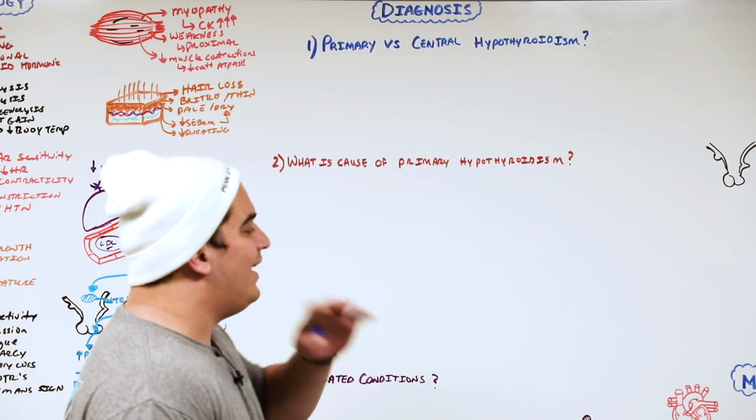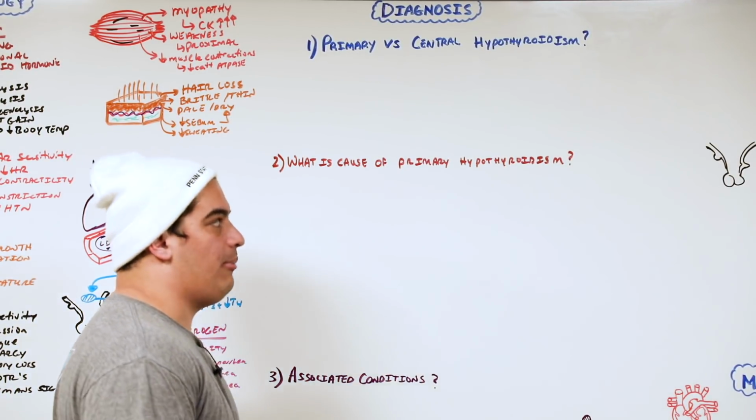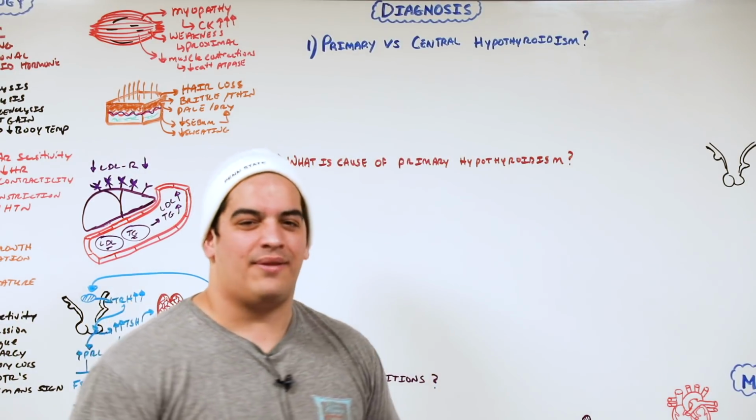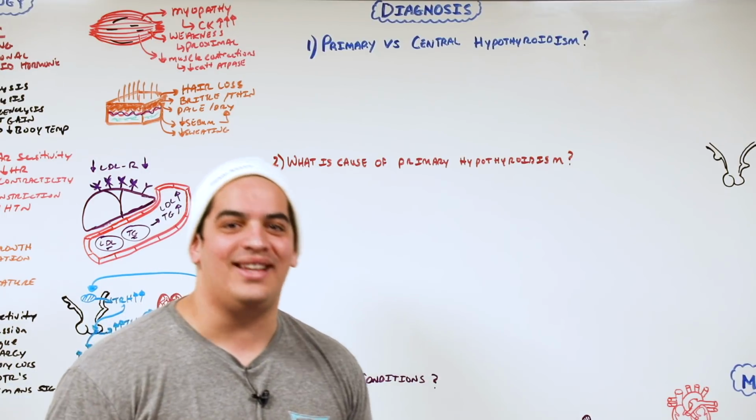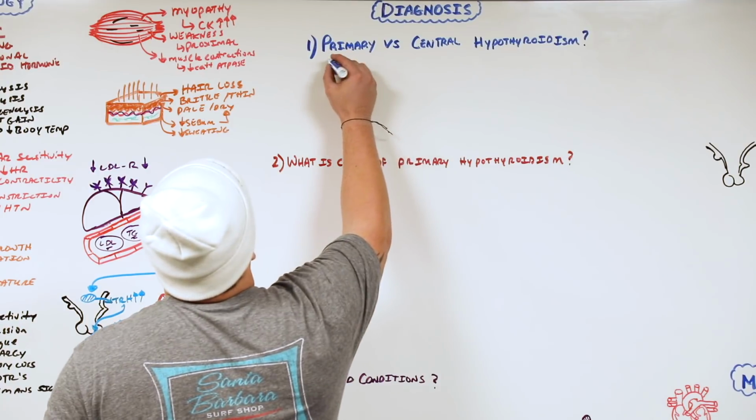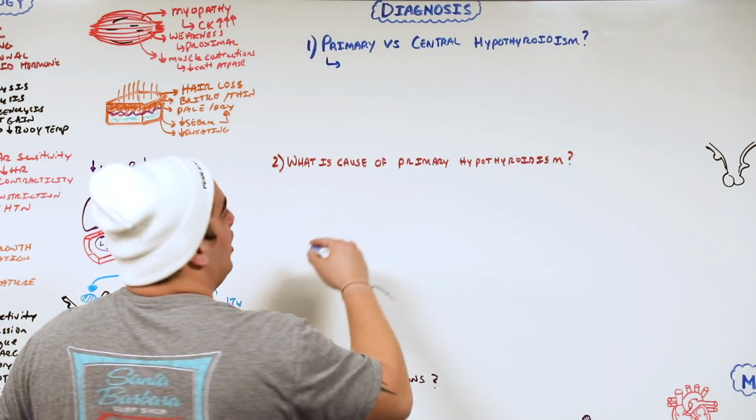All right, beautiful. Now let's start talking about the diagnosis of hypothyroidism. The first thing that we need to talk about is, is it primary versus central? That's the first question that we need to ask. And this should be very easy. We've already kind of gone through this a little bit. So the first thing is, is it primary? How do we determine if it's primary or central?